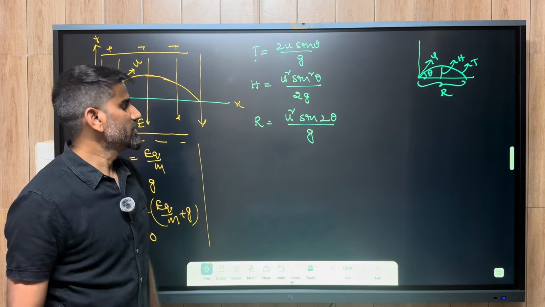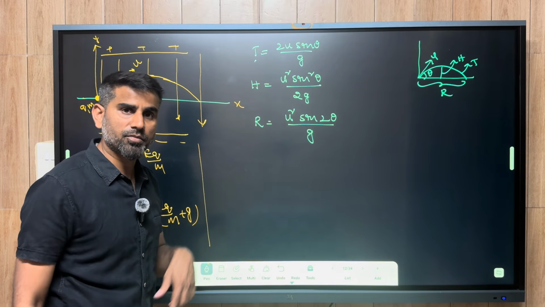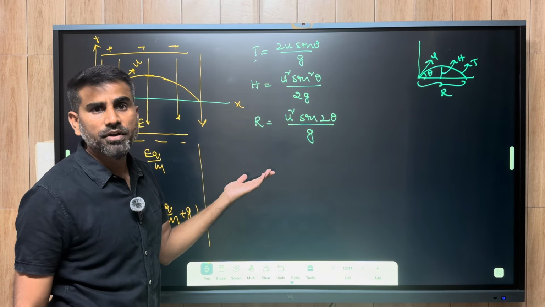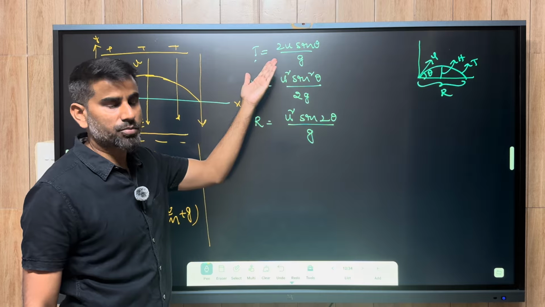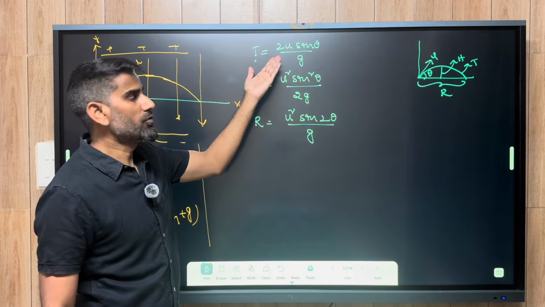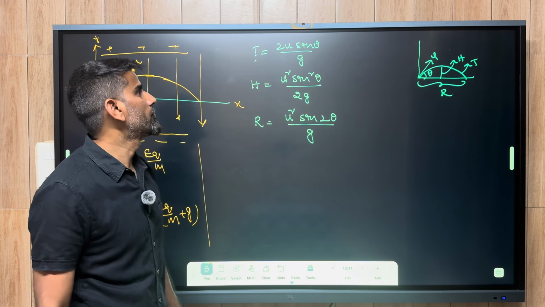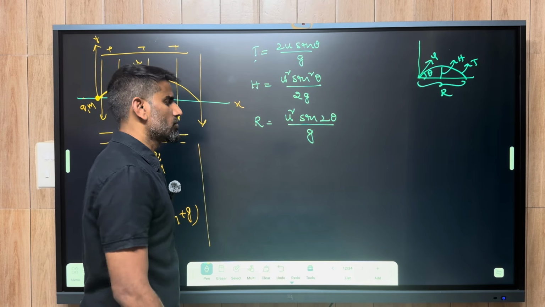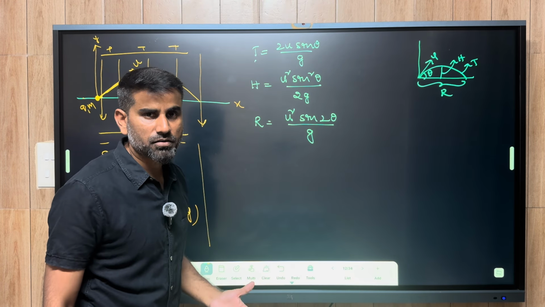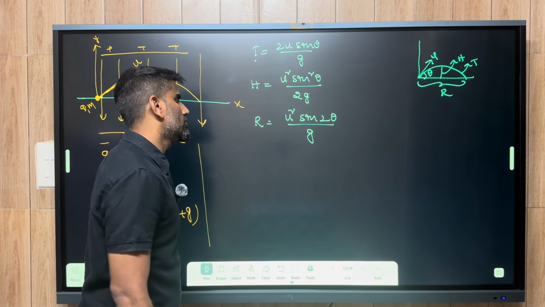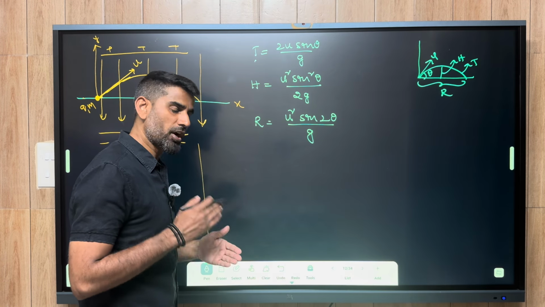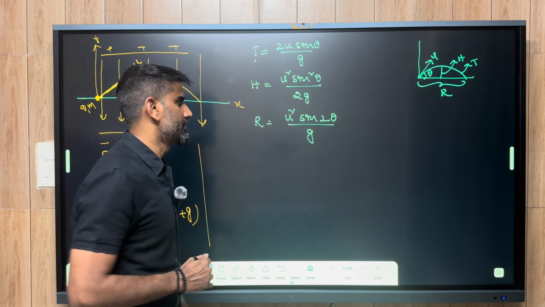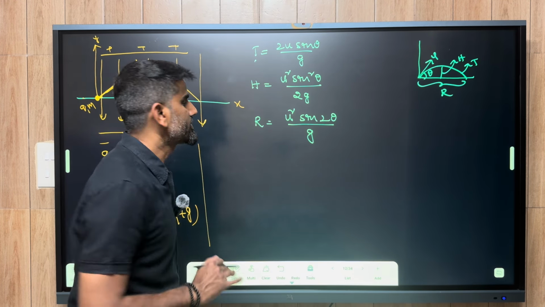Time of flight is the sum of time of ascent and time of descent. So you can obtain the formulas of time of ascent and time of descent from the time of flight itself. So I'm writing the equation for the time of flight, which would help you to write the equation for time of descent and ascent. Both of them will be the same.